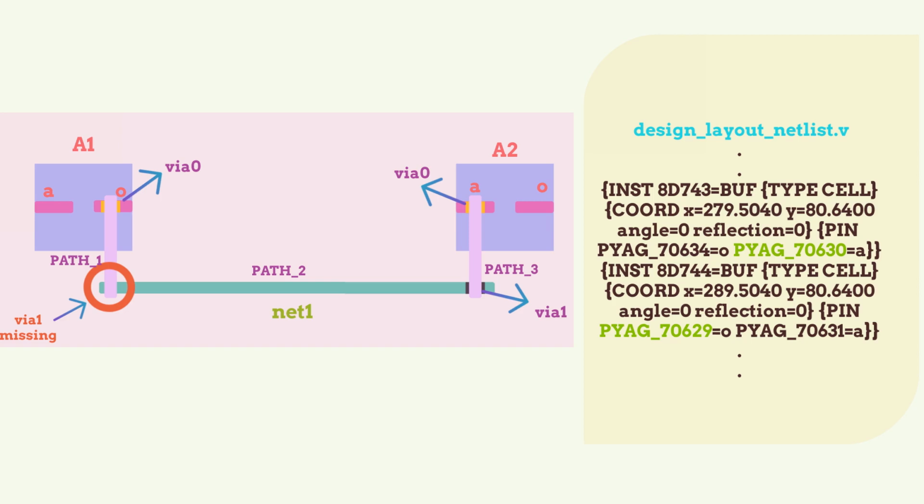In layout netlist, the net PYAG70629 is connected to pin O. The net PYAG70630 is connected to pin A. But according to the schematic netlist, pin O and pin A should be connected to the same net. When the schematic netlist and layout netlist is compared, the total number of nets in layout netlist will be one more than the schematic netlist.